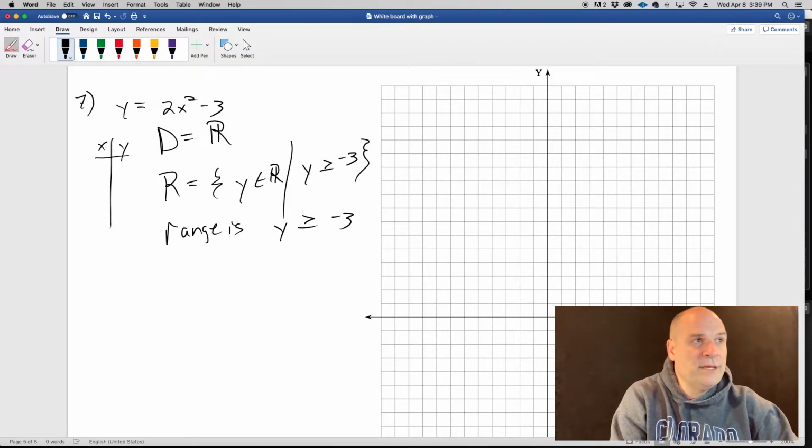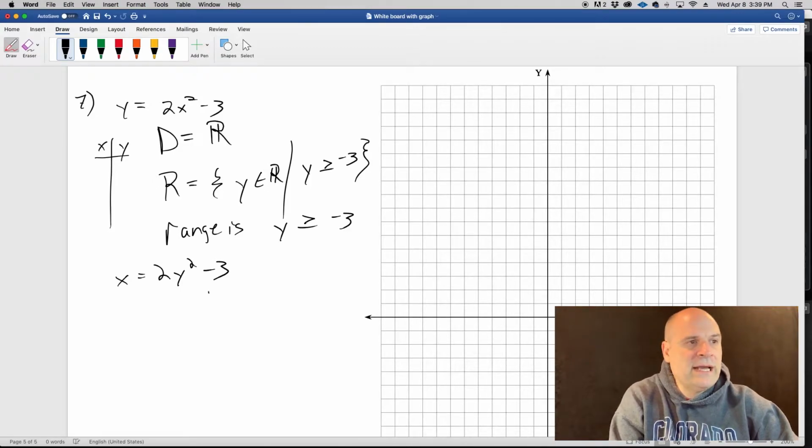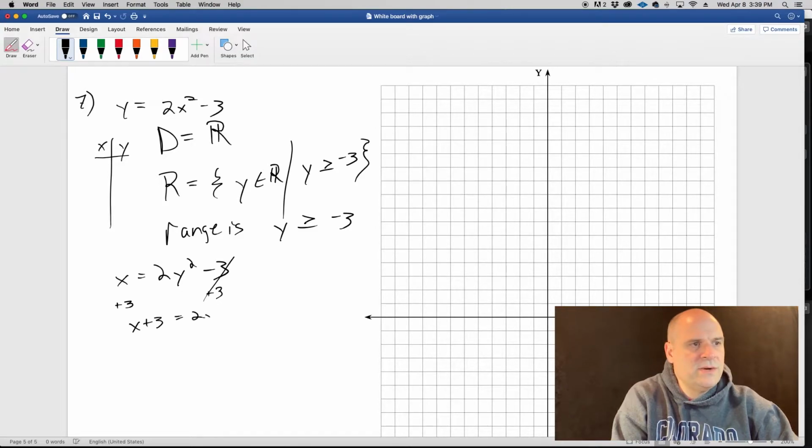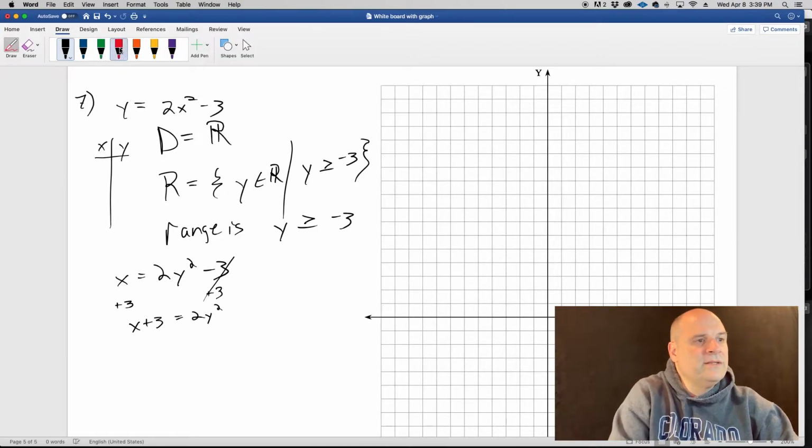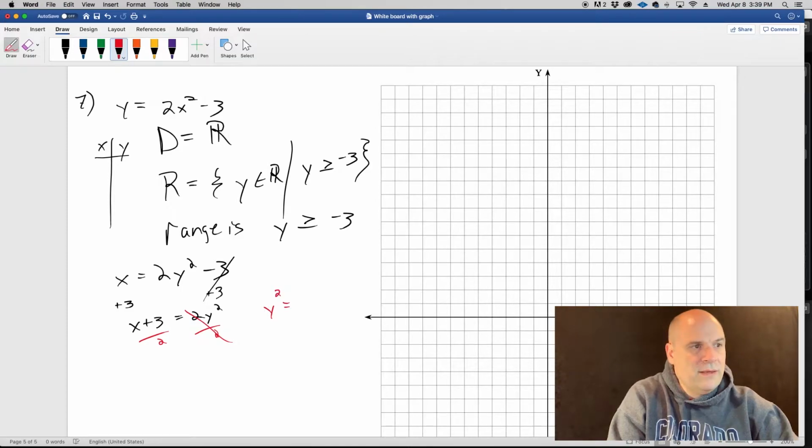Well, let's swap the x's and y's. So x equals 2y squared minus 3. Let's solve for y by adding 3 to both sides first. So x plus 3 equals 2y squared. Now divide by 2 on both sides. So I'm gonna swap sides. Y squared equals x plus 3 over 2.